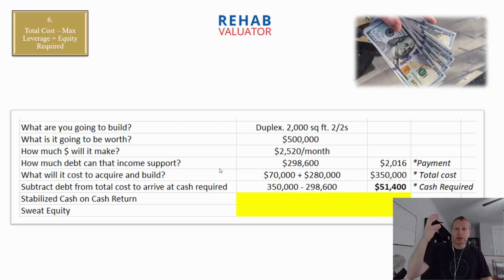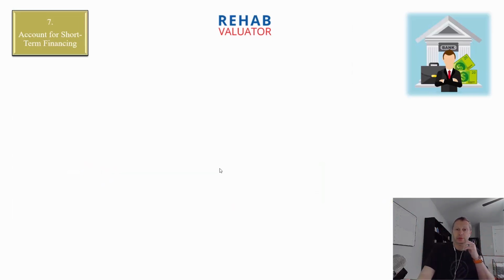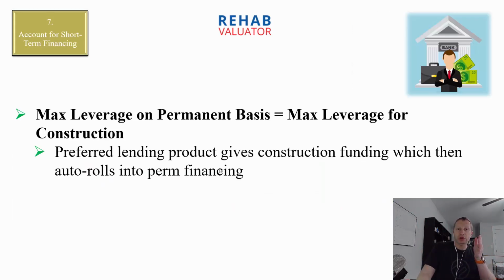The maximum leverage is $298,600, which means that I need $51,400 in cash to do this deal, assuming that my bank will also give me the same amount of construction funding as they will on a permanent basis. So max leverage on a permanent basis when we do these deals equals max leverage for construction.